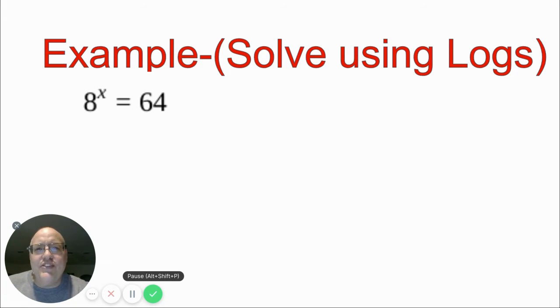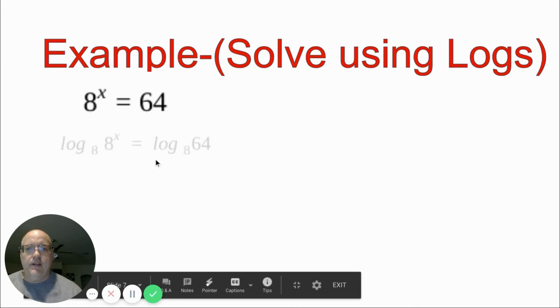Okay, so as we solve exponential equations, notice that the reason I'm calling it exponential is because x is in the exponent: 8 to the power of x equals 64. I do realize you could probably do this one in your head, but I'm showing you this one just so that when you can't do it in your head, you know what process to follow. In order to get the x out of the exponent, I've got to take the log base 8 of both sides.